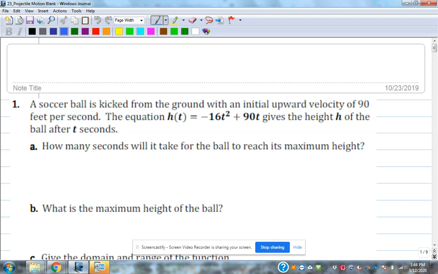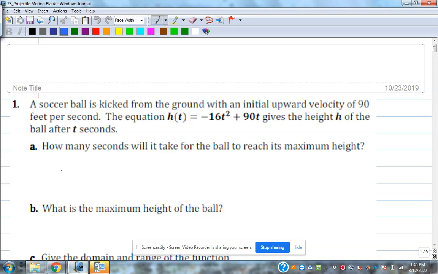So A part says, how many seconds will it take for the ball to reach its maximum height? Where would the maximum height be for that picture? The very top. What is that place called? The vertex. So anytime we see something asking for a maximum height or a maximum or minimum, we know we're looking at vertex. So for A part, it says how many seconds, so we're going to find the x value of the vertex.